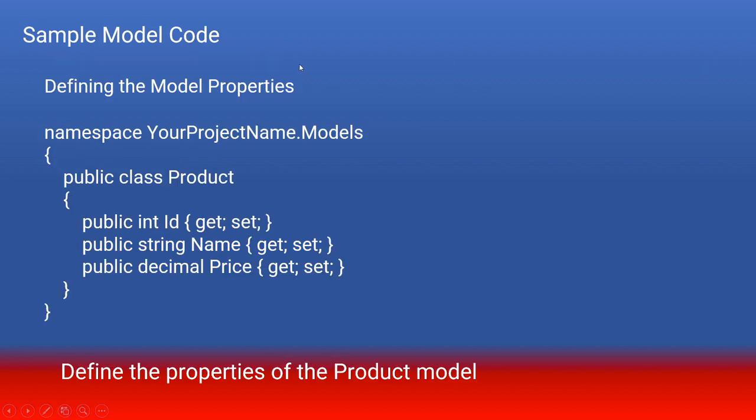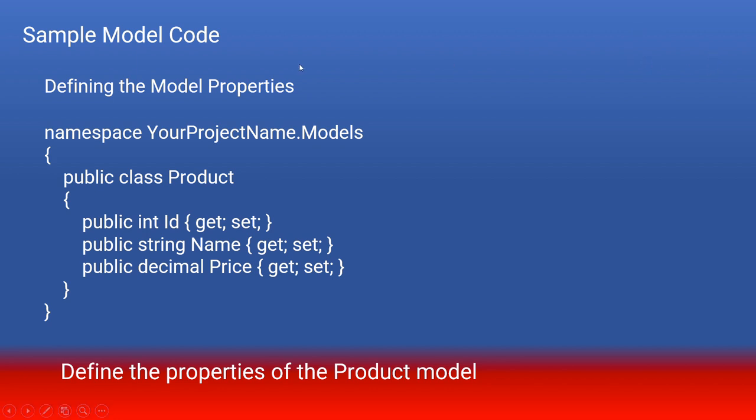Now that we have our product class, let us define its properties. Properties represent the characteristics of a product, such as its ID, name, and price. Inside the product class, add the following code: public int ID { get; set; }, public string Name { get; set; }, and public decimal Price { get; set; }. Let us break this down.